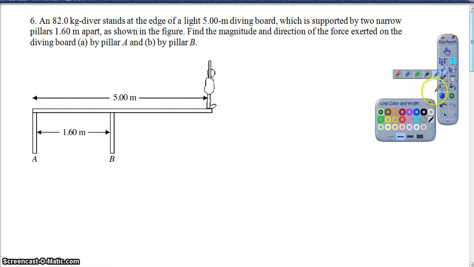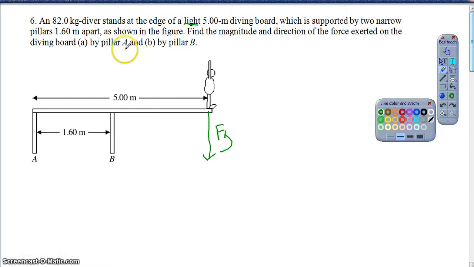Okay, so question 6, a very classic representative of a force problem here. We've got an 82 kilogram diver standing over here, which means we do know his force of gravity as it's pulling down. The length of the board is given. It does tell us also that it is a light board, indicating we're not worried about the mass of the board, so we don't have to have an additional force of gravity from the middle, which simplifies this one a little bit, obviously. But it's supported by these two narrow posts.